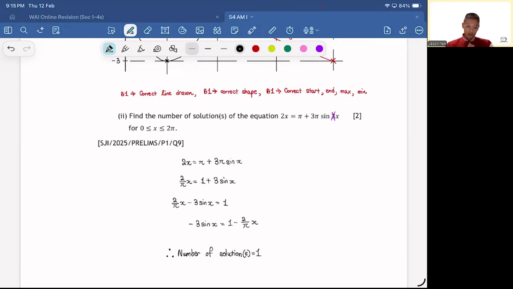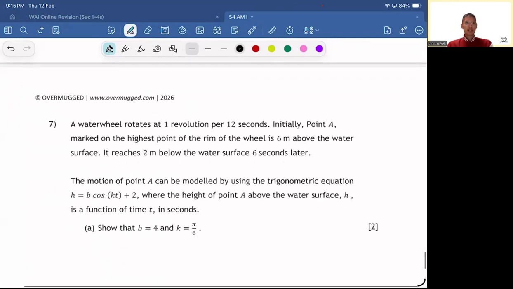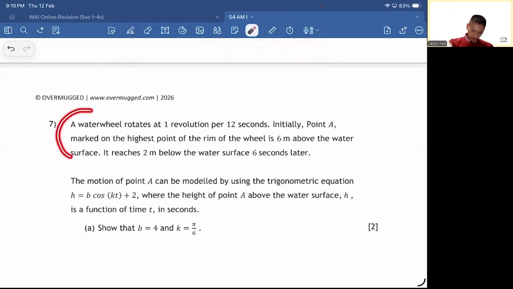Okay. Now, final style. I believe you know where this is coming. They will usually relate a real-life context question to our trigonometry. It's quite common. So for this one, usually what we need to take note of is try to see how we can link the period of the curve, because usually that's what they ask you to find, which you can read here. This is the information.